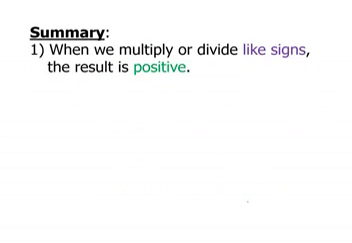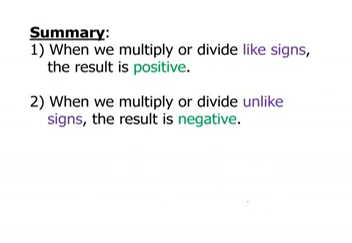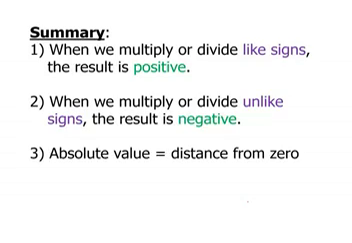In summary, when we multiply or divide like signs, the result is positive. When we multiply or divide unlike signs, the result is negative. Absolute value is the distance from 0.